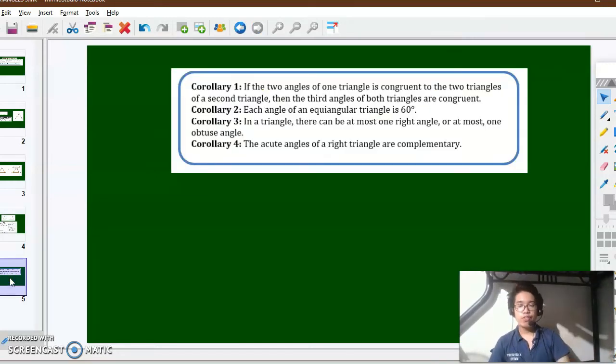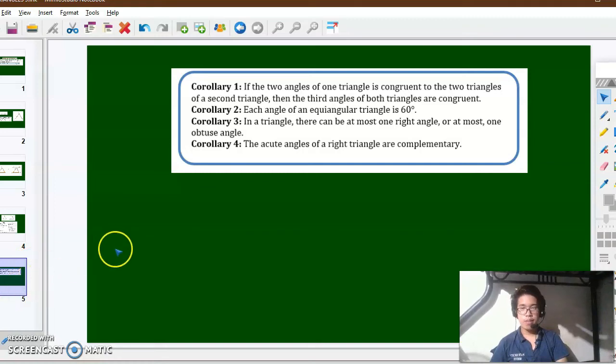Okay, so we have here 4 corollaries. So these corollaries are the subparts of the triangle angle sum theorem. So if 2 angles of one triangle are congruent to 2 angles of a second triangle, then the third angles of both triangles are congruent.